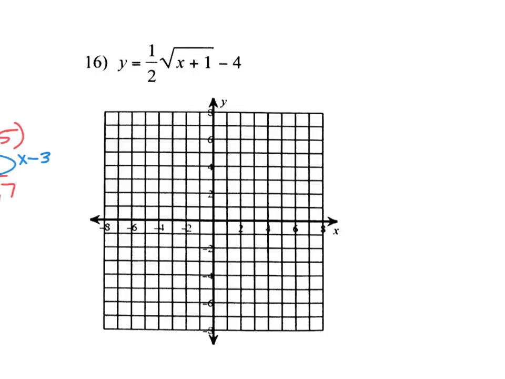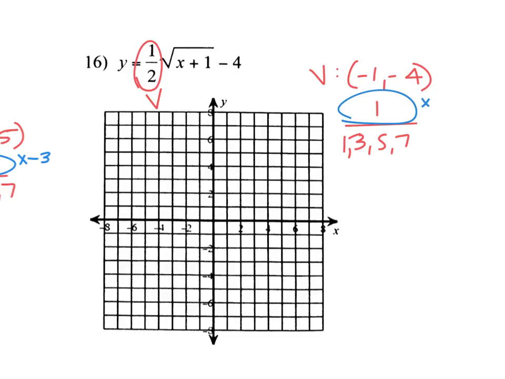Okay, 16, still square root. So I'm going to do the same thing. Vertex is at -1, -4. Square root is 1 over 1, 3, 5, 7. The 1/2 on the outside is affecting the vertical, which is again going to be changing this top number. That's a multiplier to the top.